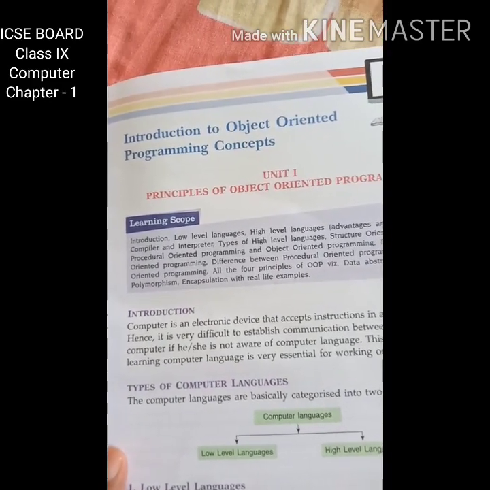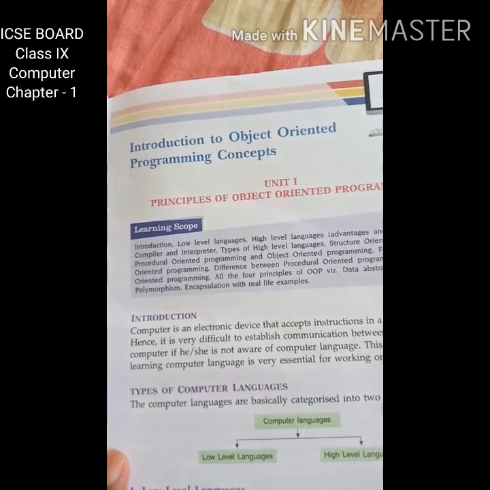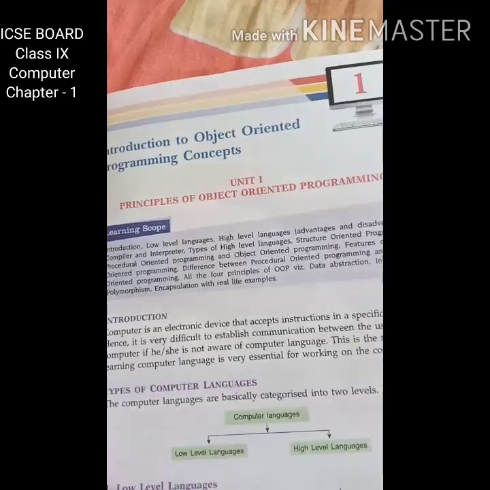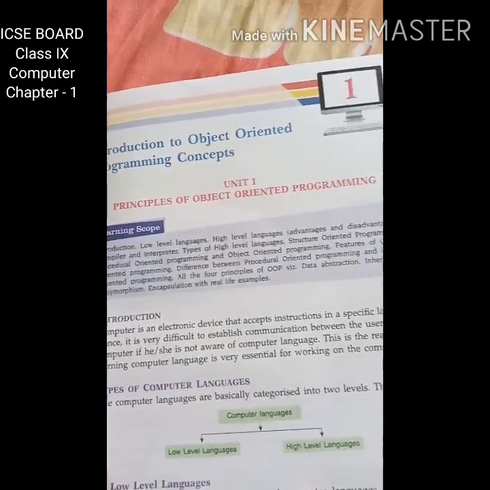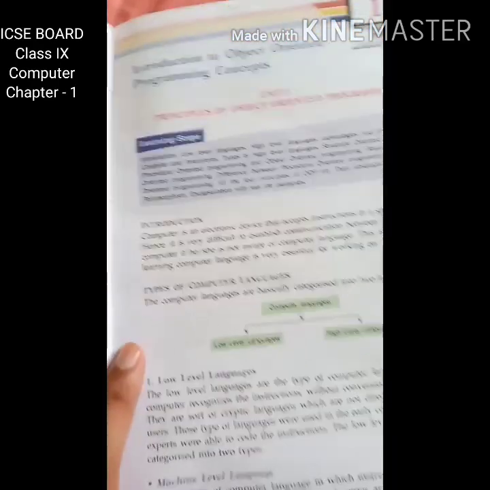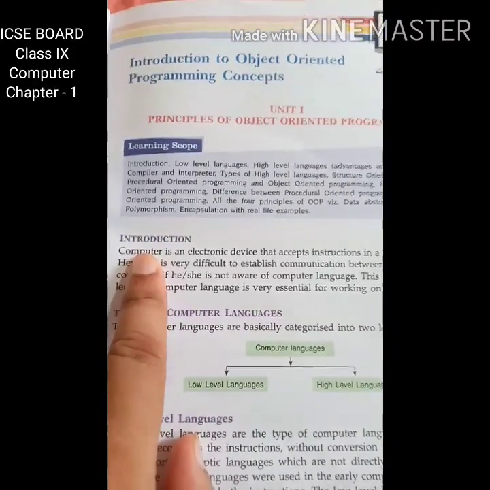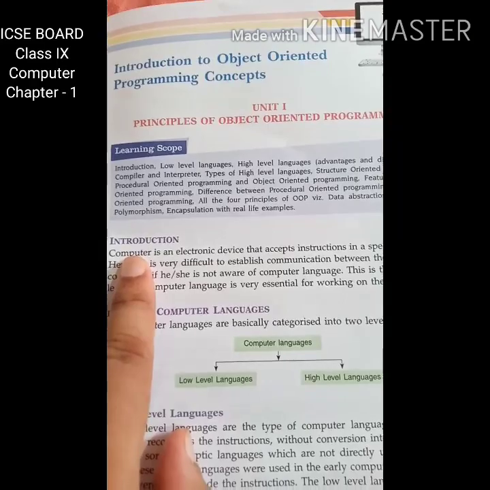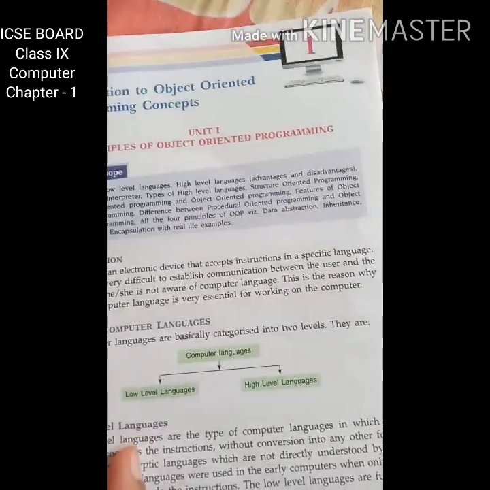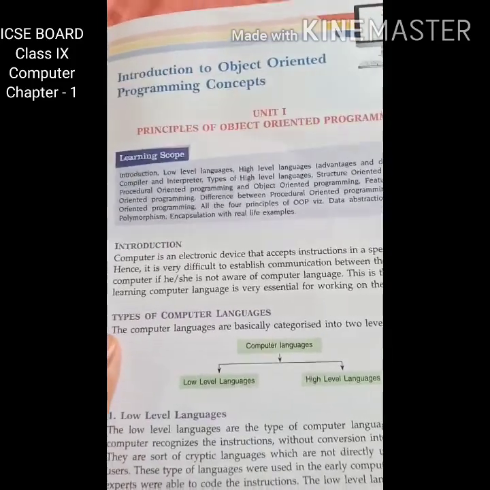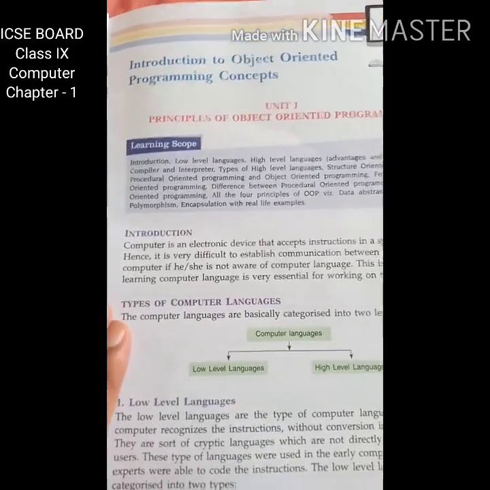Today we shall understand introduction to object-oriented programming concepts. In this first unit, we shall understand principles of object-oriented programming system. The first introduction: a computer is an electronic device that accepts instructions in a specific language, and that specific language is 0 and 1. That you know very well.